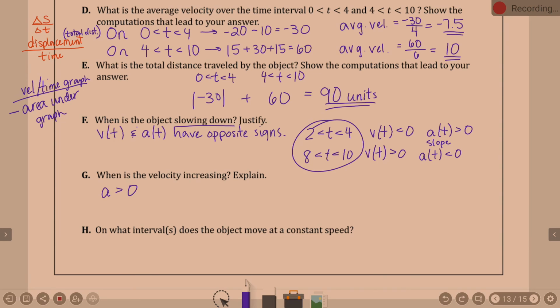So acceleration we want bigger than 0, so we're looking for when slope is increasing. Sorry, I'm facing you guys backwards. Okay, slope is increasing, and that is on 2 to 6. So I'm going to say velocity increases.